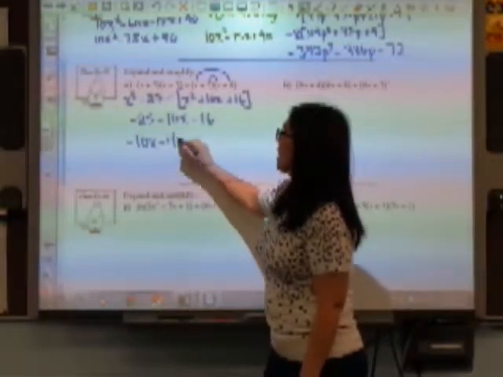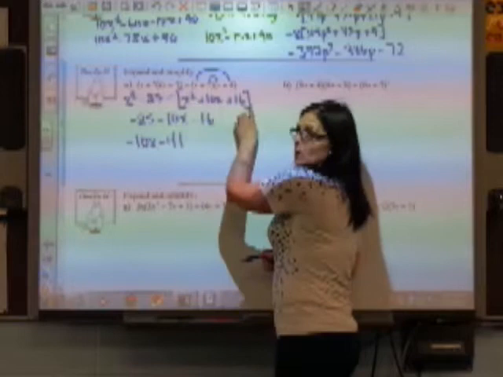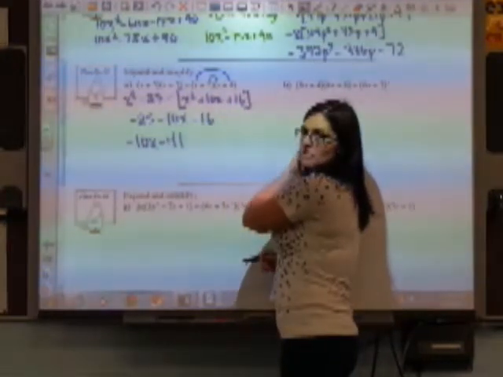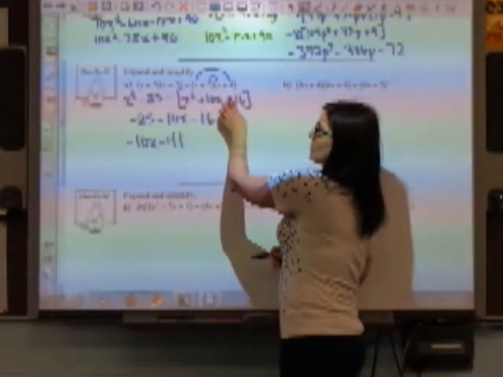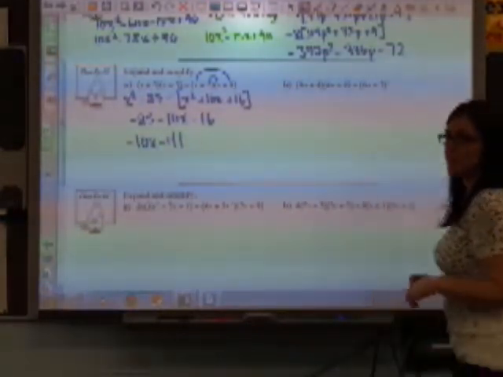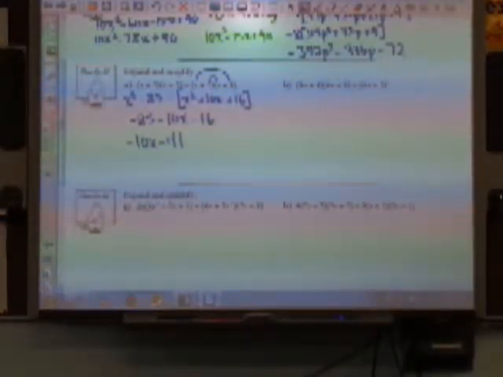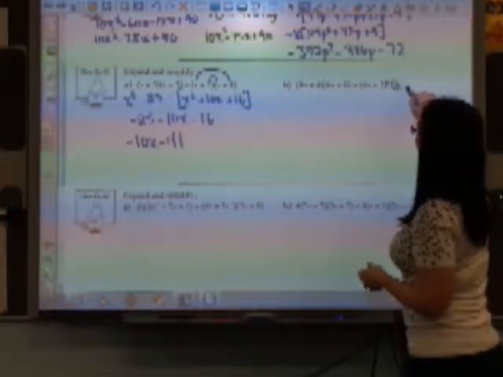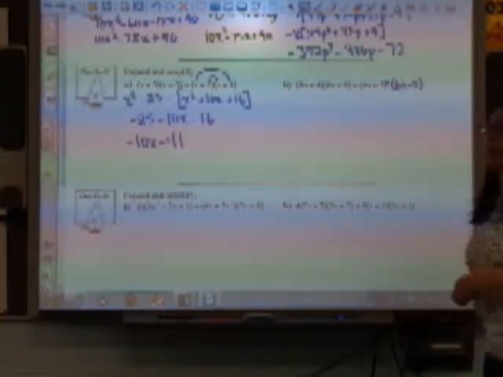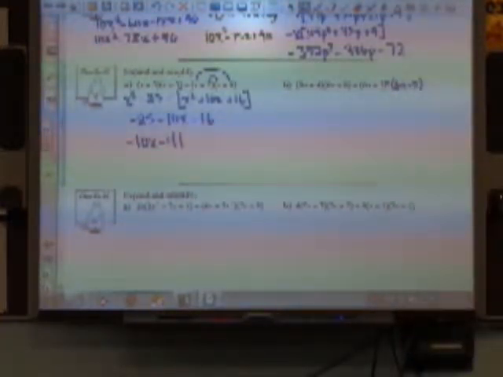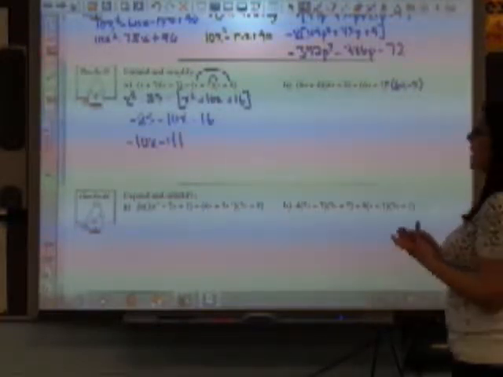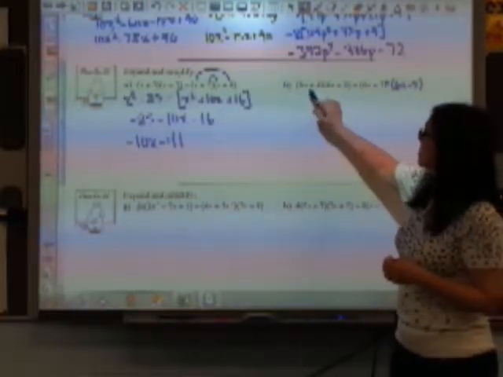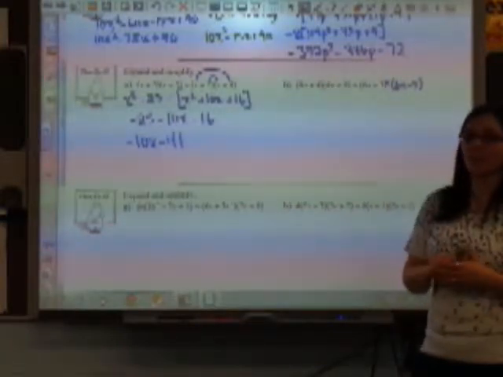Negative 41. Everything in this second term has to be subtracted. So it'd be like putting a negative in front of each of these, or adding the opposite. With B, to help me, I would write in that 6a minus 5 twice. And then I would multiply everything through. So 9a and 4a.